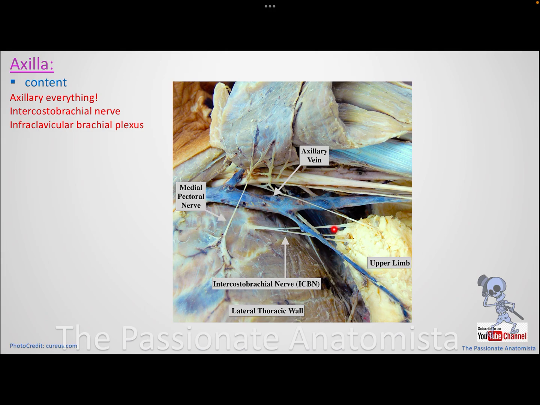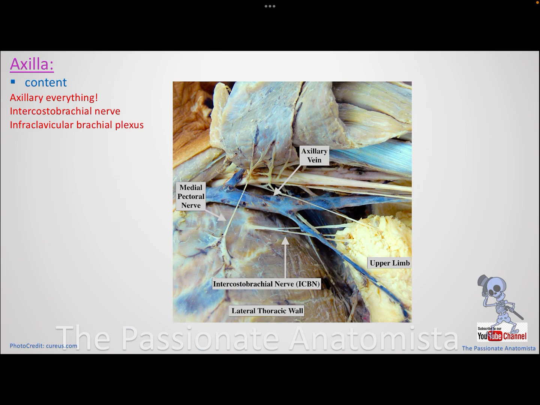And that will give numbness and signs and symptoms because of the loss of cutaneous innervation of the medial wall of the thorax and the upper medial part of your upper limb and also the shoulder region. So it's important to know about the intercostobrachial nerve. And as you can see, it goes to the fat here because this means it is going to the skin. All right, so this is an important content of the axilla.